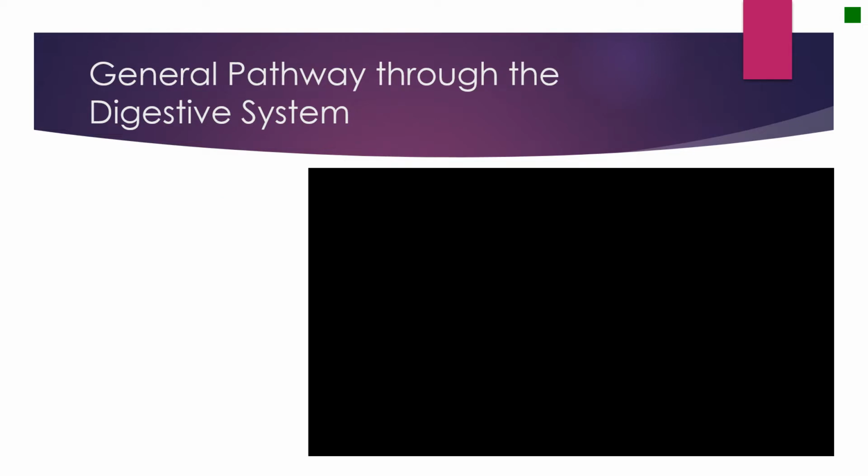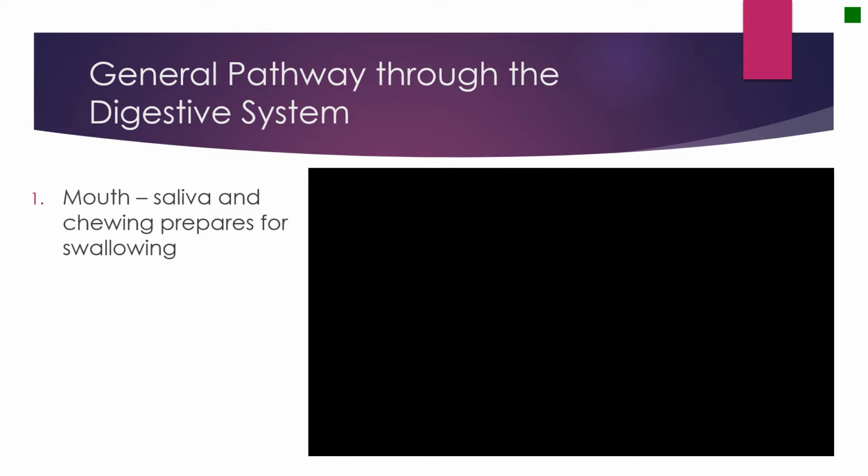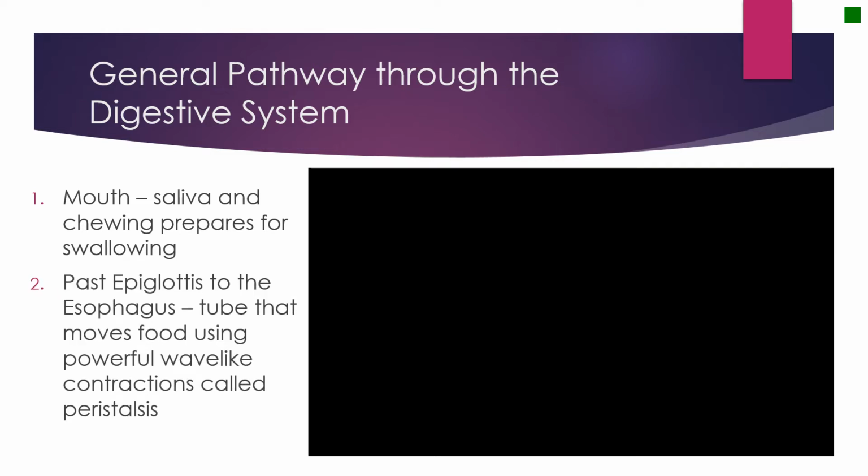The general pathway through the digestive system involves first, of course, your mouth, where you chew, and saliva will prepare that food along with the chewing for swallowing. In order to swallow, you have to move past the epiglottis into the esophagus, the tube that moves food using powerful wave-like contractions called peristalsis. And so this video here actually shows peristalsis, and we'll be viewing that in class. If you would like to see it, just ask me if you missed class, and I will send you a link, okay? Actually, it's probably linked in your notes section as well.